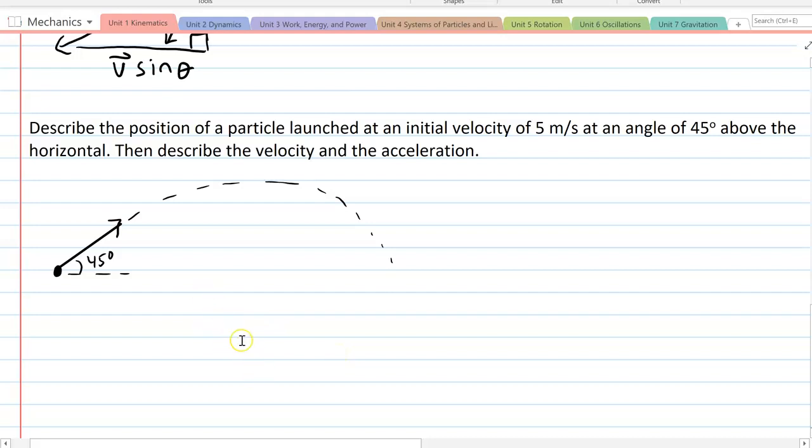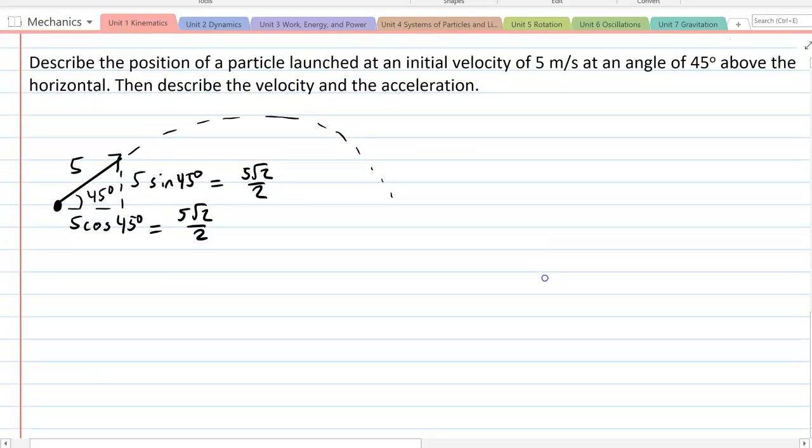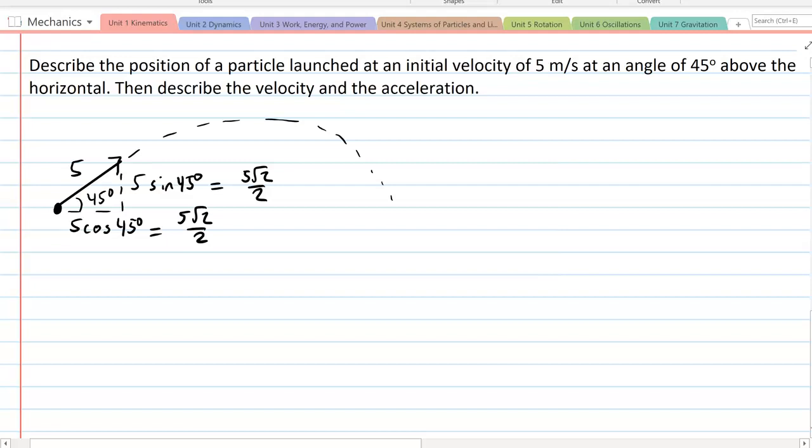We want to describe the position in terms of a horizontal and a vertical thing, right? So I'm going to break it down into components. Since this is the angle, the adjacent, and let's say this is V, right? We know V is 5 meters per second. So this is 5 cosine of 45, since it's adjacent to the angle. This is 5 sine of 45. And if you really want to evaluate this, this is 5 root 2 over 2. This is also 5 root 2 over 2 because of what the sine and cosine of 45 degrees are. They're the same.